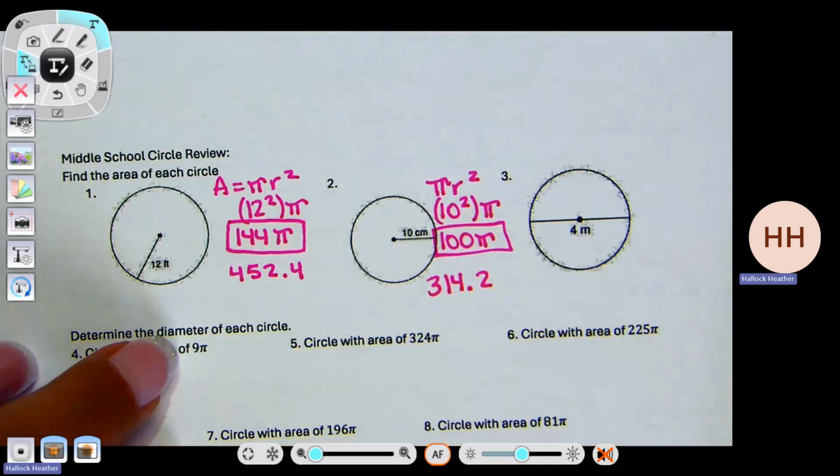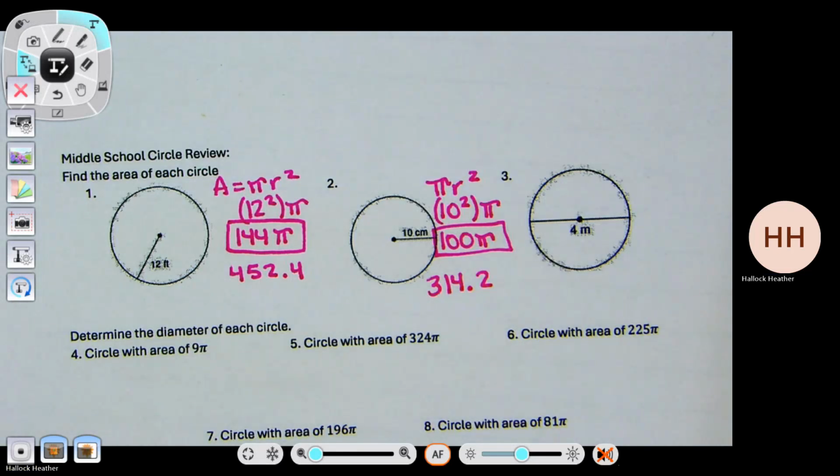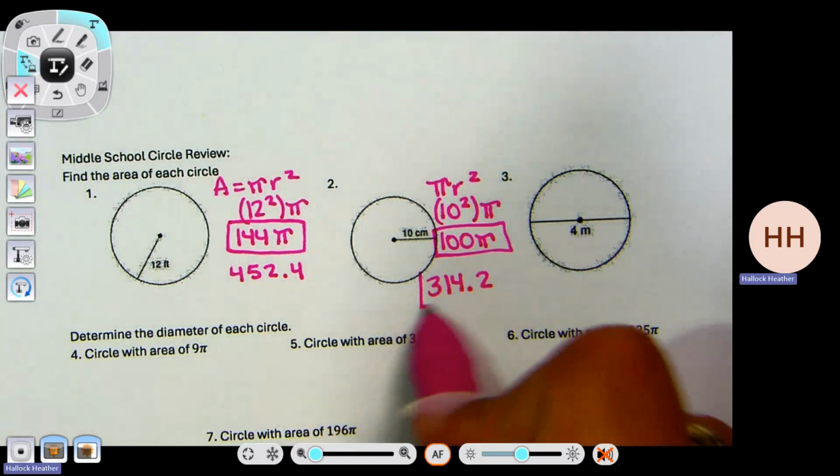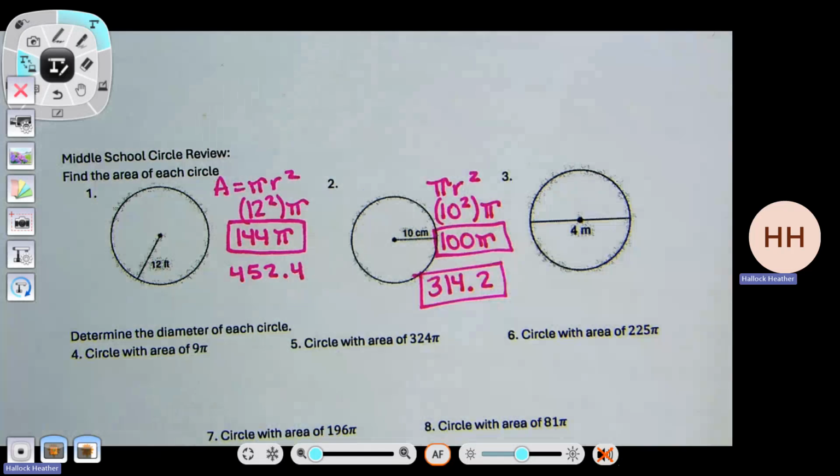314.2. If you have 3.14, you need to press equals. Oh, okay, just around. Yeah, because it's really just pi, they just move the decimal twice. This is multiplied by 100.